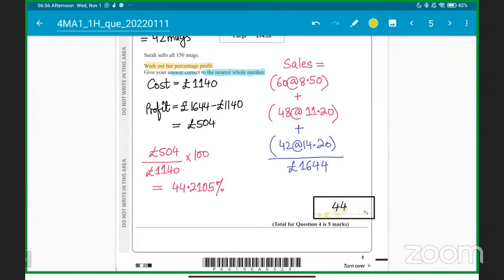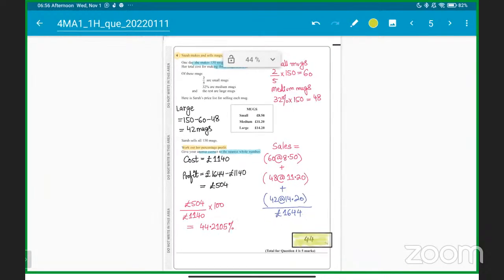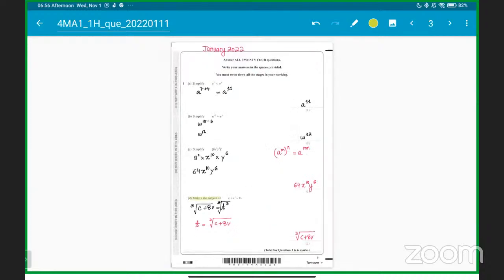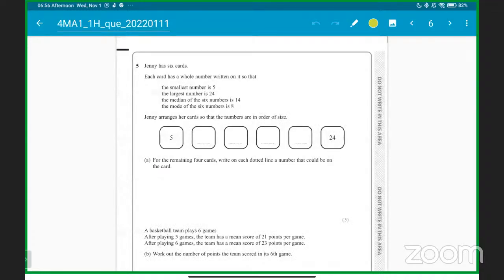So here we go. We got 44% as the answer for 5 marks, but it's important to understand how you do the whole working. So questions number 1, 2, 3, and 4 are done. Let's move forward to 5.